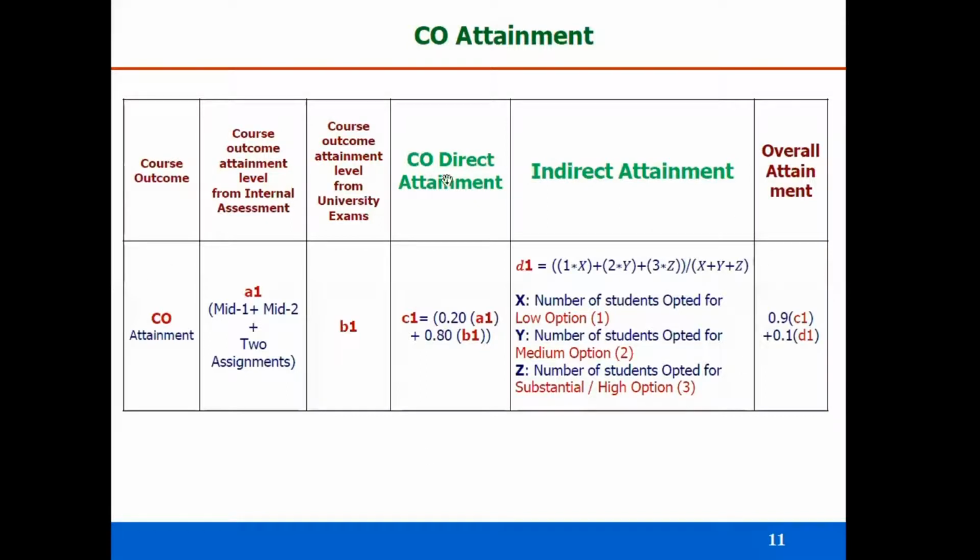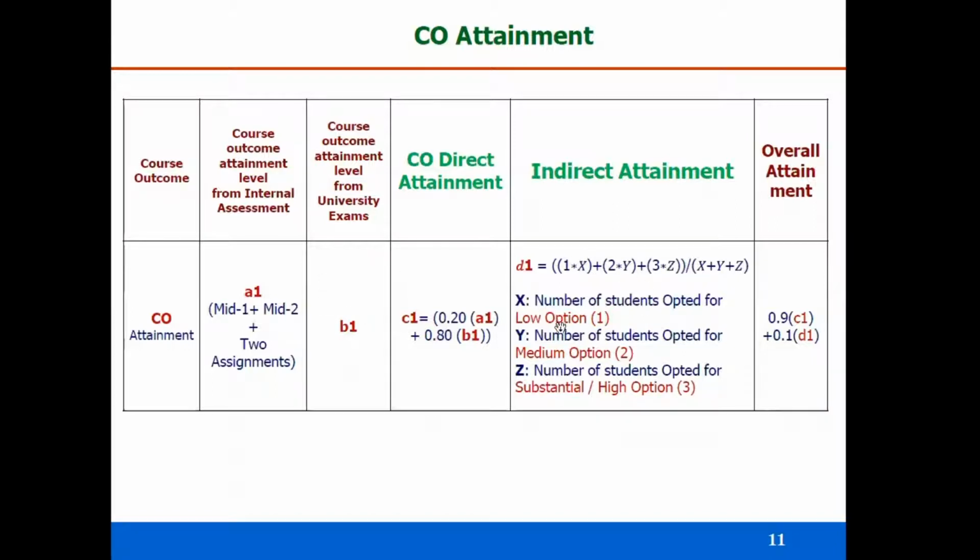This table shows all the attainments like direct attainment, indirect attainment, then overall attainment. You can make this a master table. As per your institution's distribution, suppose you change the CO direct attainment from 30 to 70, then 0.3 into 0.7, then 40 to 60, 0.4 into 0.6. So like that you can customize this formula.